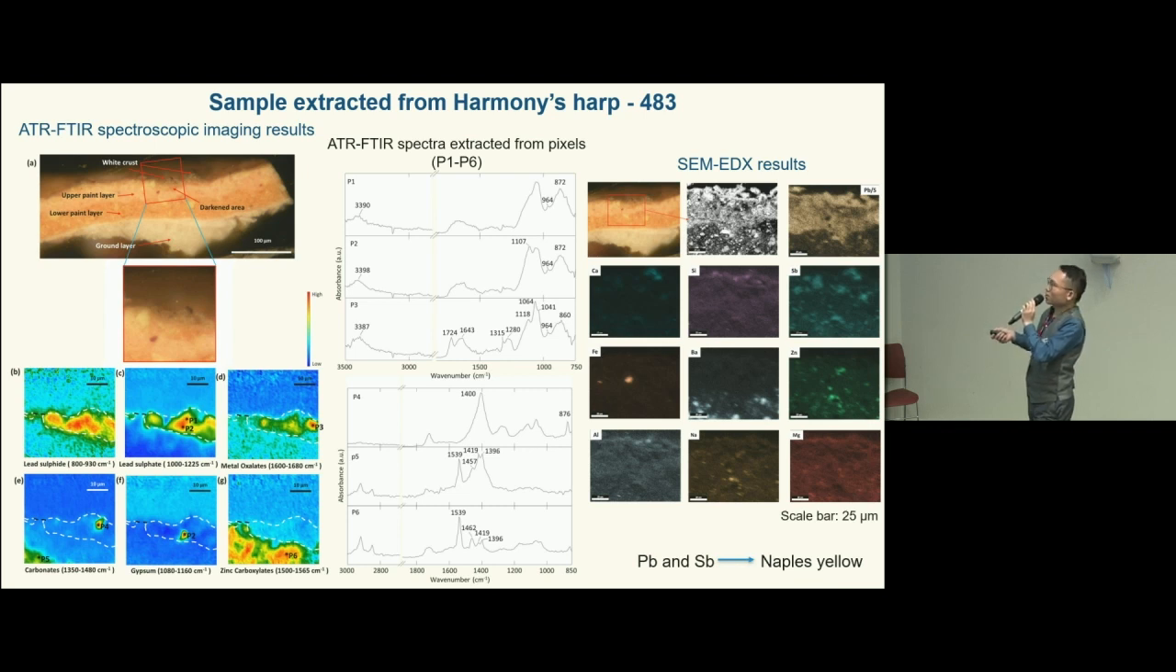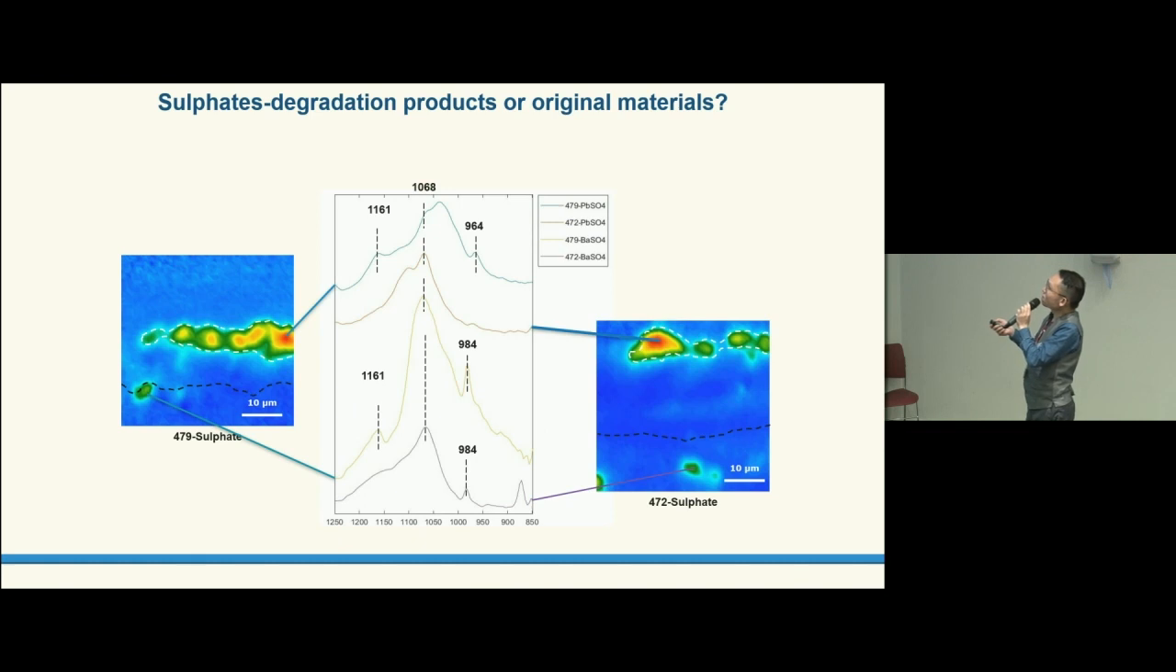And we also detect an abundance of zinc soap in the paint layers. And as I said, the Naples yellow may be contributing to the complex degradation on the surface of the painting. So, sulfates were detected both in the white crust area and the ground layer, but with the spectrum of ATR-FTIR, we can distinguish these two components, although they're both sulfates.